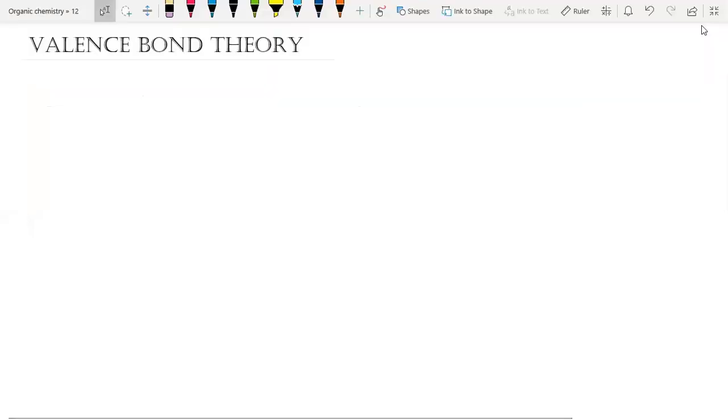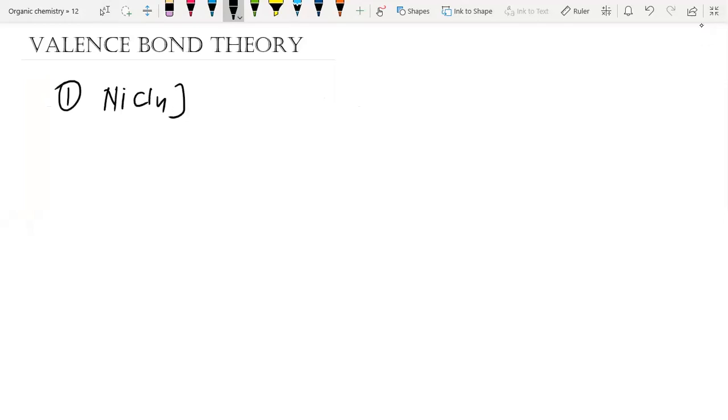Valence bond theory. For this, the very first example is NiCl4 2 minus, which is the tetrachloronickelate 2 ion. First, we'll try to find out the oxidation number, which is X plus (-4) equals -2 here, which is X equals +2.